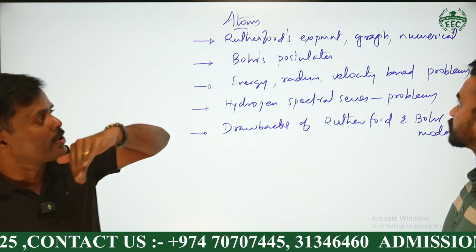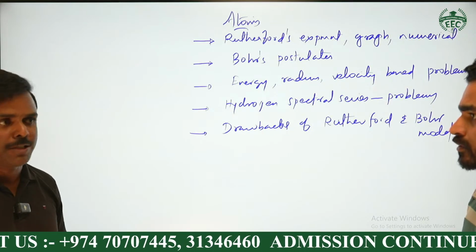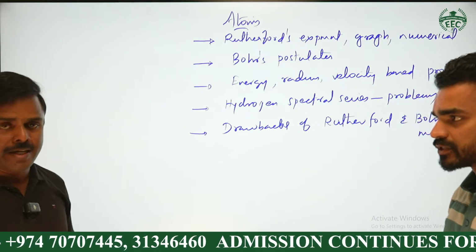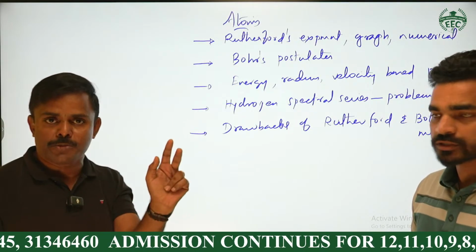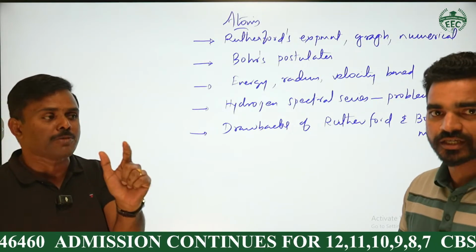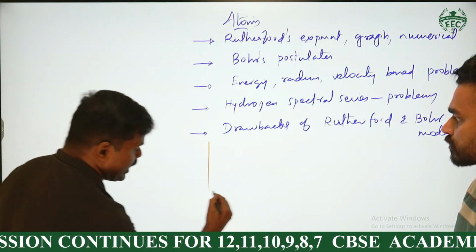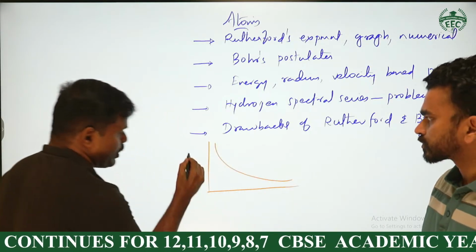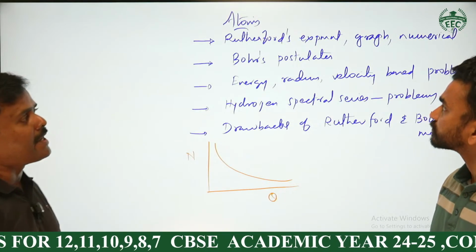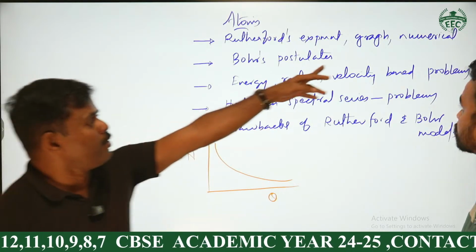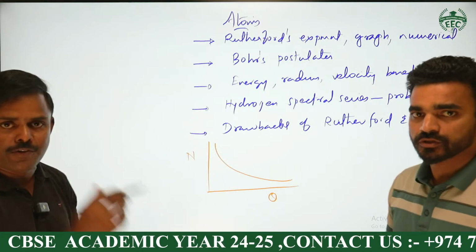The first thing is Rutherford's experiment, right? From Rutherford's experiment, what all things can be expected? The Geiger and Marsden experiment has four names: Geiger and Marsden experiment, Rutherford's experiment, alpha particle scattering experiment, gold foil experiment. We can expect the graph there: number of particles scattered versus angle of scattering, and a numerical. The numerical is distance of closest approach.